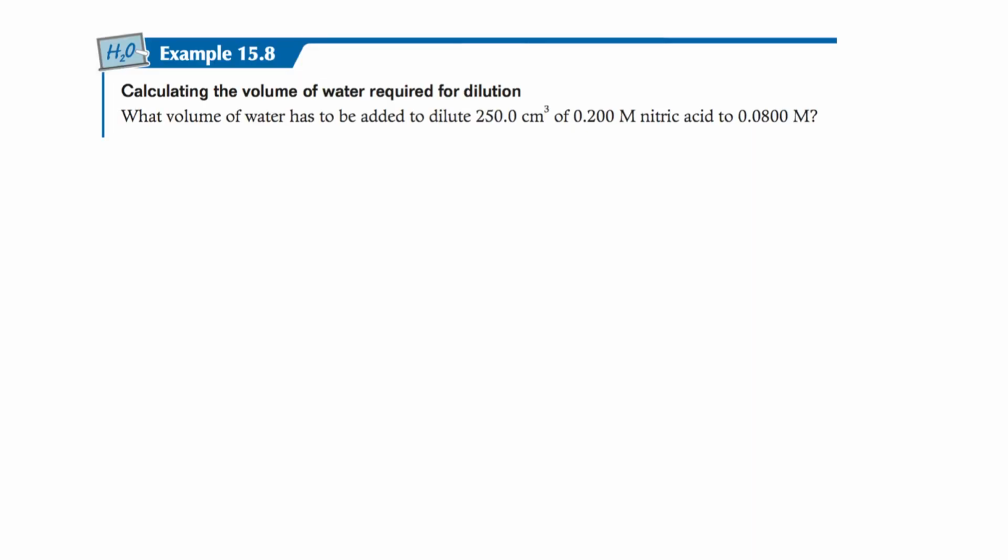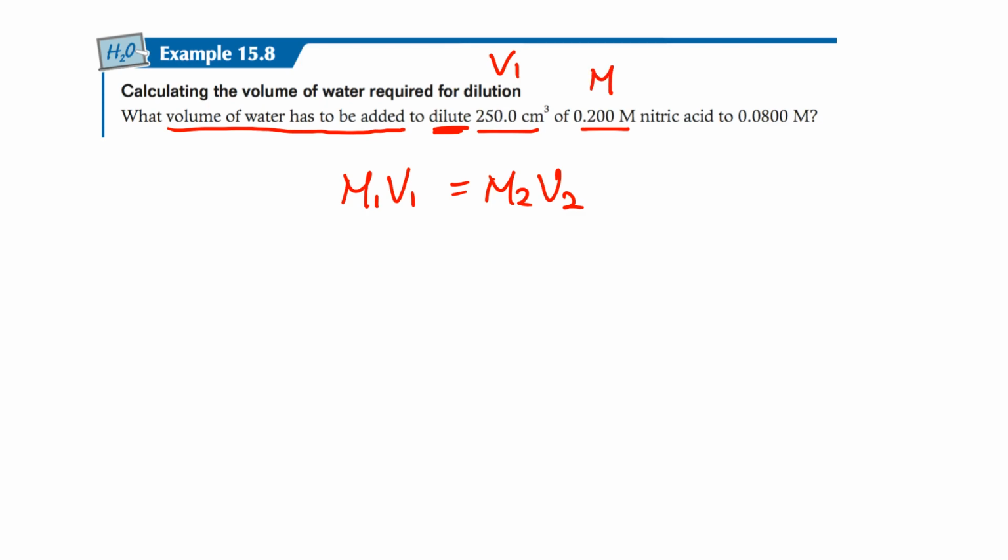What volume of water has to be added? So you can see the question words, and then you also see dilute. Therefore, quickly use M1V1 equals M2V2 right there. Dilute 250 cm cube of 0.2 M nitric acid to 0.08 M. So this one would be before dilution V1, before dilution M1, and this one will be after dilution M2.